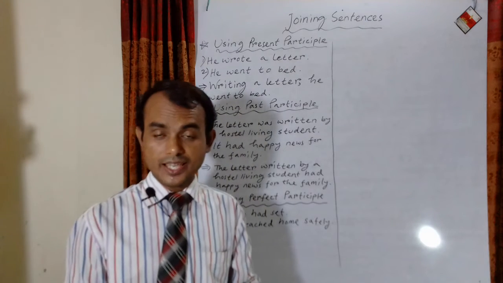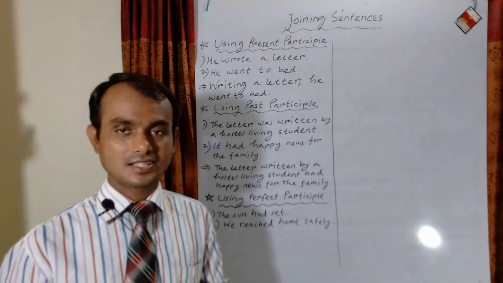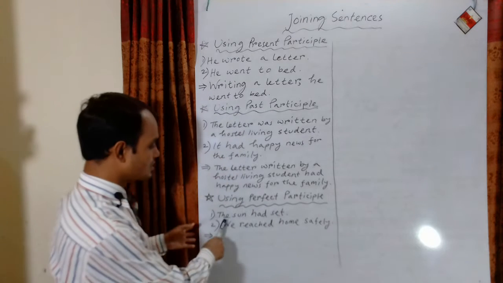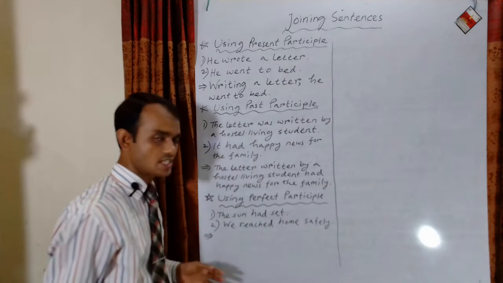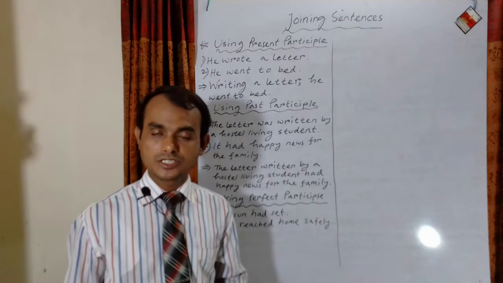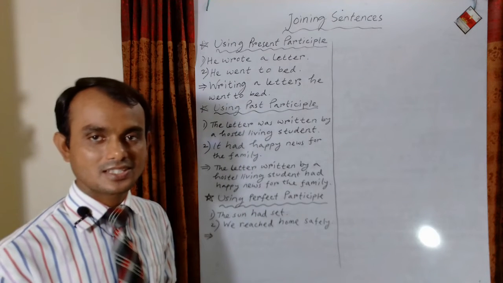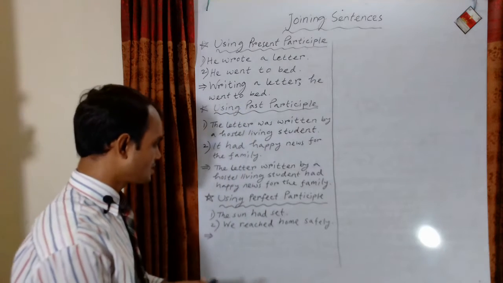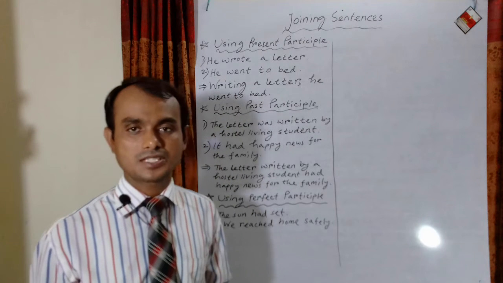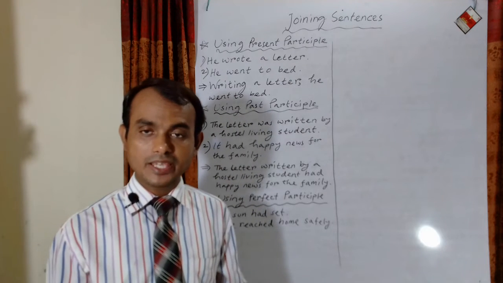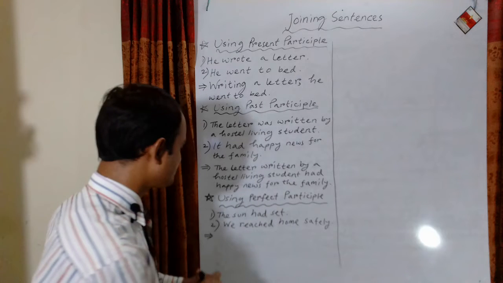Dear students, I have already written two simple sentences. The sun had set, we reached home safely. Now I will join these two simple sentences into one simple sentence. How is it possible? We can use perfect participle. That means having plus past participle of the verb.